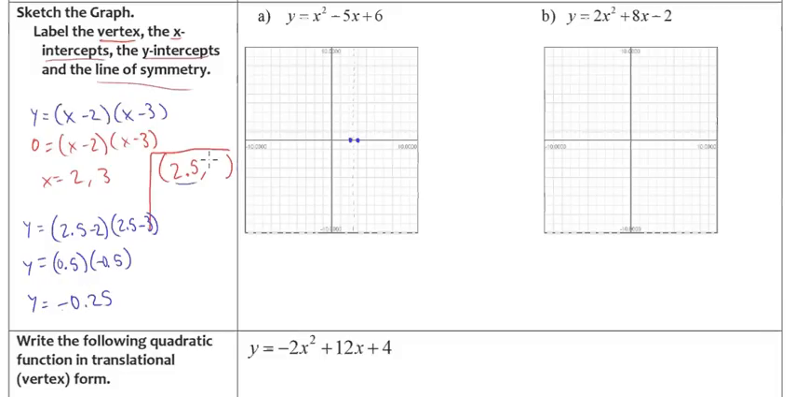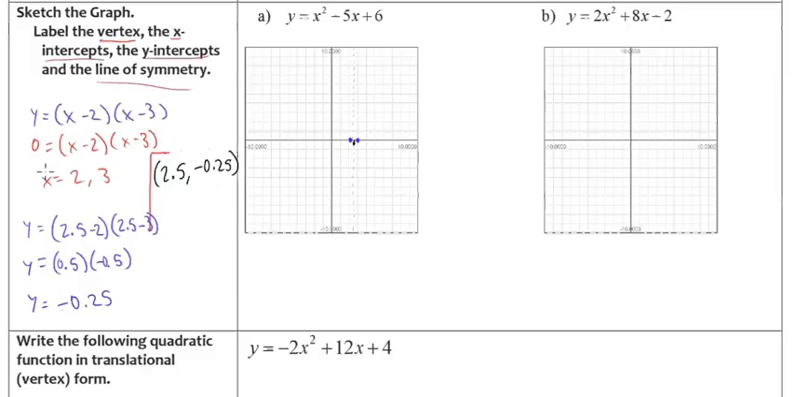There's our vertex. So 2.5 comma negative 0.25. And I kind of ran out of space there, so let me just rewrite all that a little bit clearer. Our vertex is at 2.5 comma negative 0.25. There's our vertex. All right, right around there. Okay. So we found our vertex.